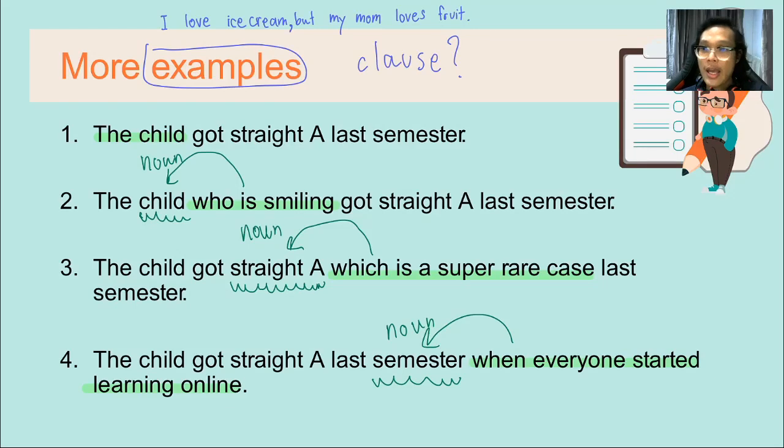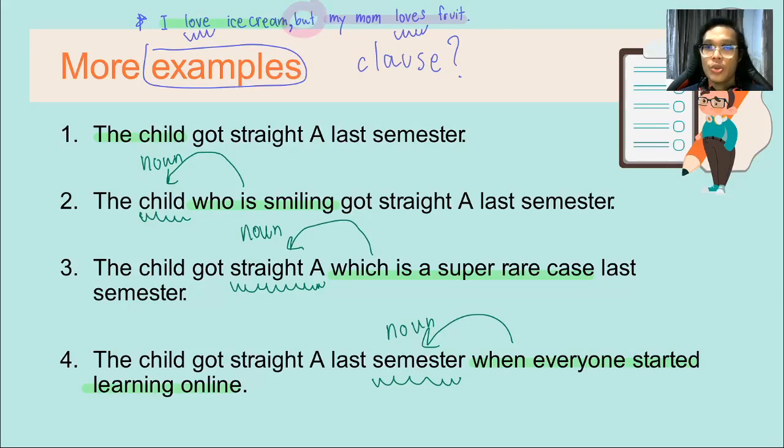Okay, so now how many sentences do we have right now? We only have one sentence, not two, right? Even though we have two verbs in a sentence, we don't call this two sentences. We call this one sentence. But how many clauses do we have? We have two clauses. We use what?